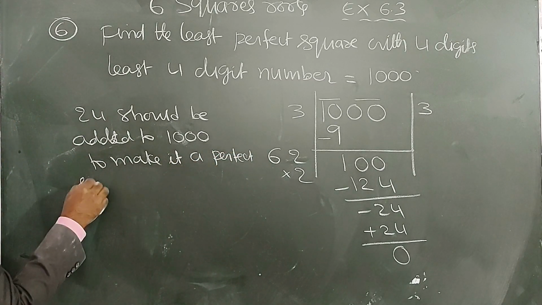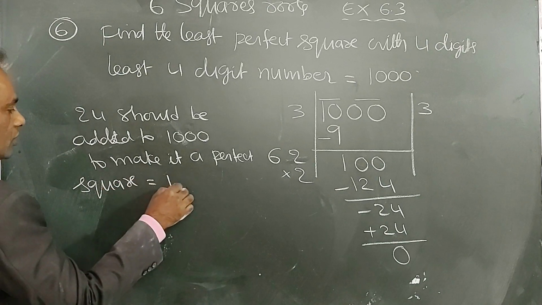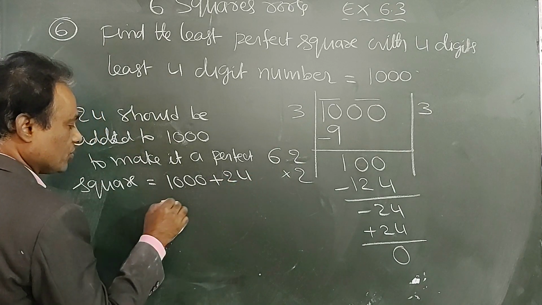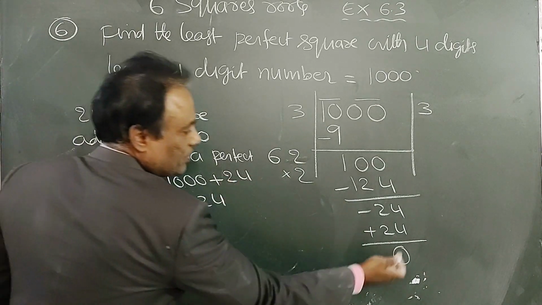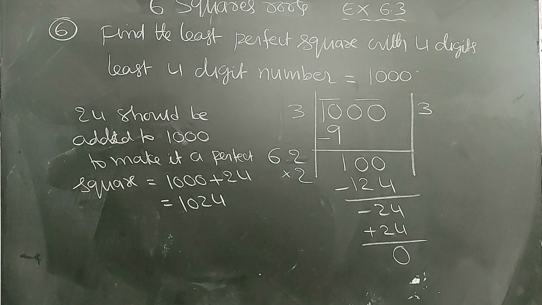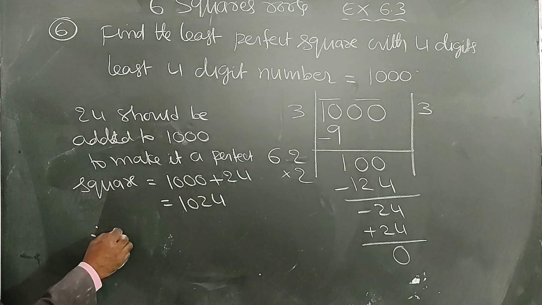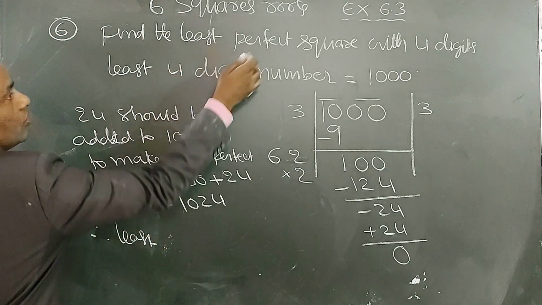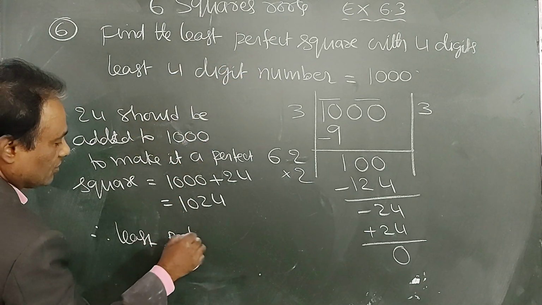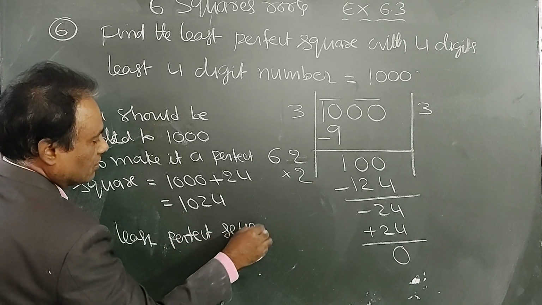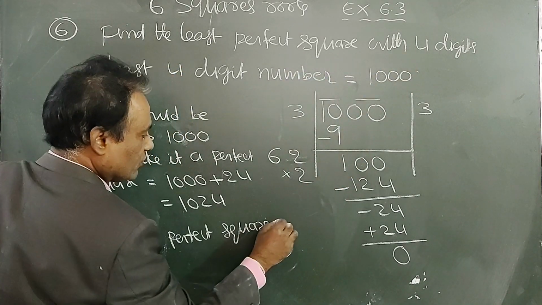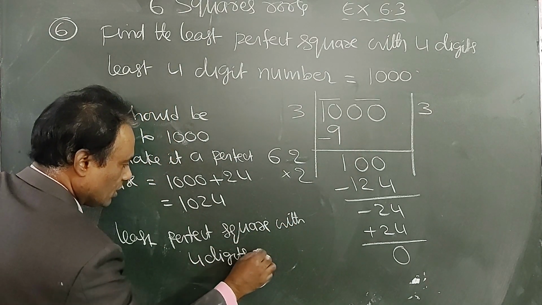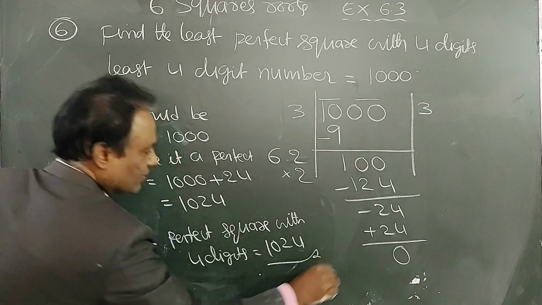Perfect square, that is equal to 1000 plus, if we add 24, then it becomes 1024, then the remainder will become 0. 1024 is a perfect square. So therefore, the least 4-digit perfect square is 1024.